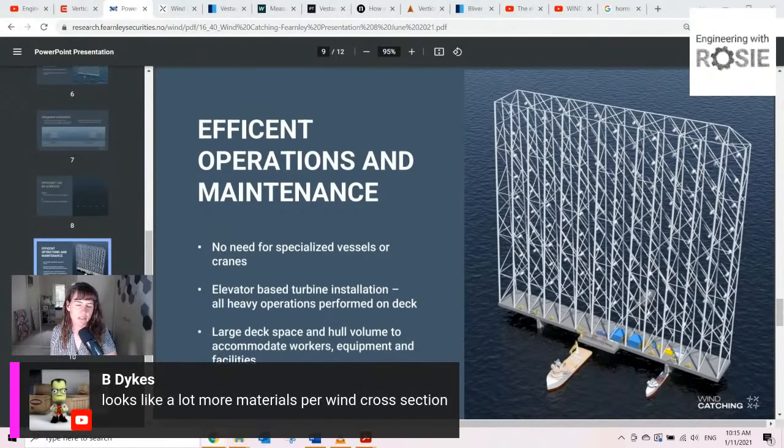Looks like a lot more materials per wind cross section. So this one, the amount of lattice structure, yeah, it's complicated, but at least it's easily transportable. But then again, the amount of labor to install that offshore is probably going to be more than a normal tower. And that's critical, because usually they're trying to really reduce installation time offshore, especially because it's hard to get people out there.